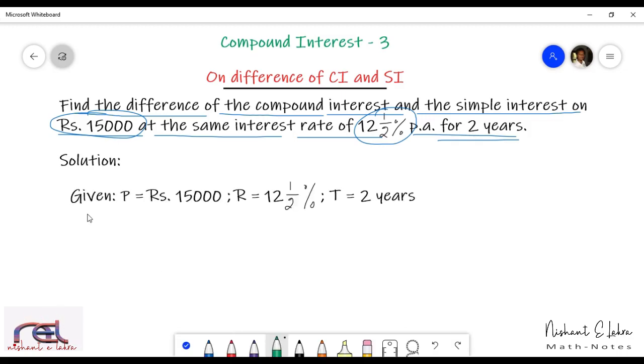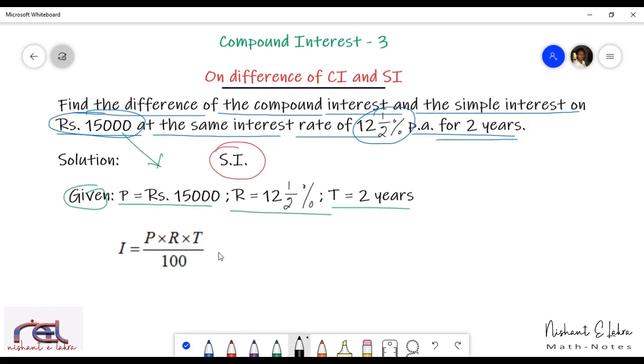First of all, we have to see what is given in the question. Principal is given, that is 15,000 rupees. Rate also is mentioned, that is 12.5% per annum, and time is 2 years. So first we'll be finding the simple interest, and then we'll find the compound interest, and we'll find the difference between those two. So let us find the simple interest, PRT by 100. I'm sure you know this formula well too. Let us replace the values here.